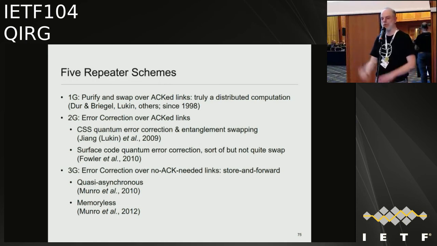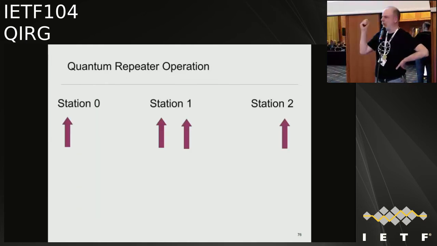Okay. 2G is, all right, let's do something more sophisticated. Let's apply error correction to this over acknowledged links. And then it does become a little bit more akin to store and forward. But really you get into that when your success probability gets to the point where you can live without the acknowledgements on the link layer, and then you can do what's called a 3G network. Right? So this first generation, this quantum repeater operation, I've got 3 stations here, 0, 1, and 2.